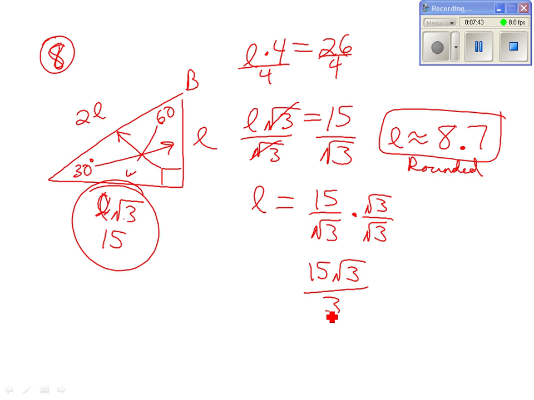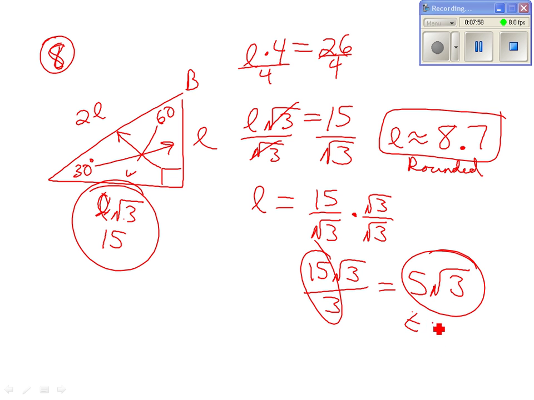No, it's gone. Now that's not quite our answer yet because we can reduce those regular numbers, the 15 and the 3. How many times will 3 go into 15? So then you got 5 times radical 3. That's your exact answer. This would be the rounded off answer. Sometimes they'll want one answer, sometimes they'll want the other one. You just got to figure out which one they want. If you want the exact answer or if you want the rounded off answer.